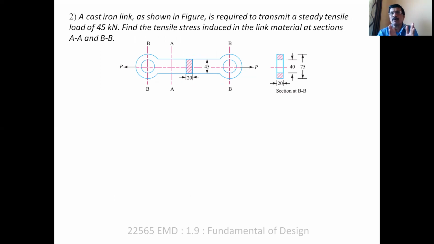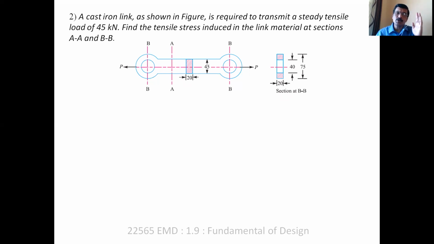Now here the dimensions are given. If you just look at that particular link, you will find that the cast iron link is having a circular section at both sides, and there is a rectangular section here at the center. But overall, if you cut anywhere, you'll find that there is a rectangular section. You can find a section BB at the right side. So we have to find how much stress is induced at section AA and at section BB.